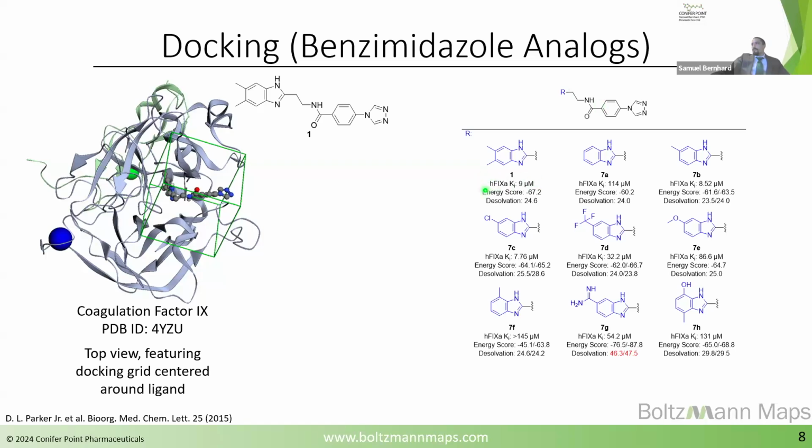So the first value here is the Ki, which represents the concentration at which the inhibitor ligand occupies half of the receptor sites with no competing ligands present. This binding constant is presented in micromolar units alongside the computationally determined energy score and desolvation, which are in units of kilocalories per mole. So considerations for tautomers, desolvation, and other properties will be considered on further slides.